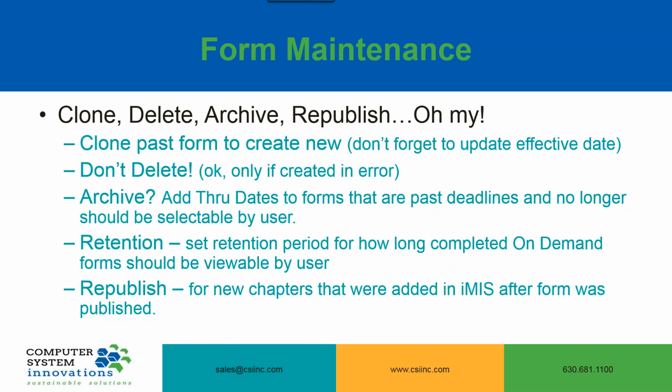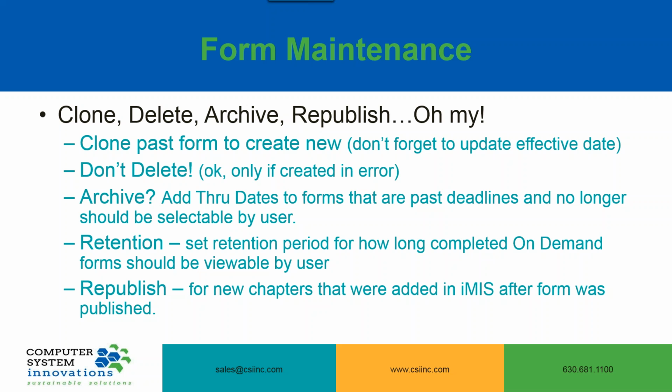Archiving, like I said, that's really my new name for through dates. So add your through dates to forms that are past the deadline. I would suggest maybe a month or so past the deadline, just so those late chapters still have an easy way to submit the data even though it's late. And especially forms that are no longer or should not be selectable by the user. Maybe they're years old. They shouldn't even show in the list.